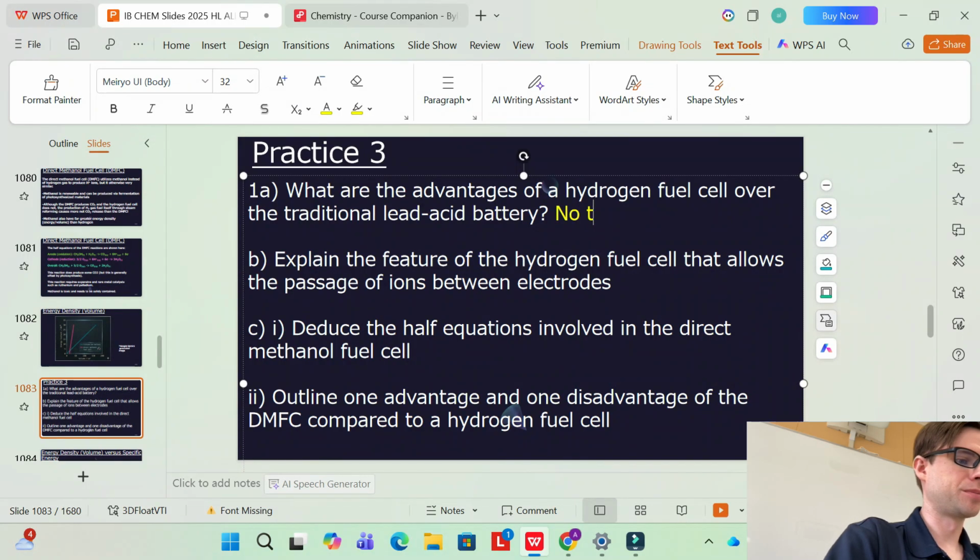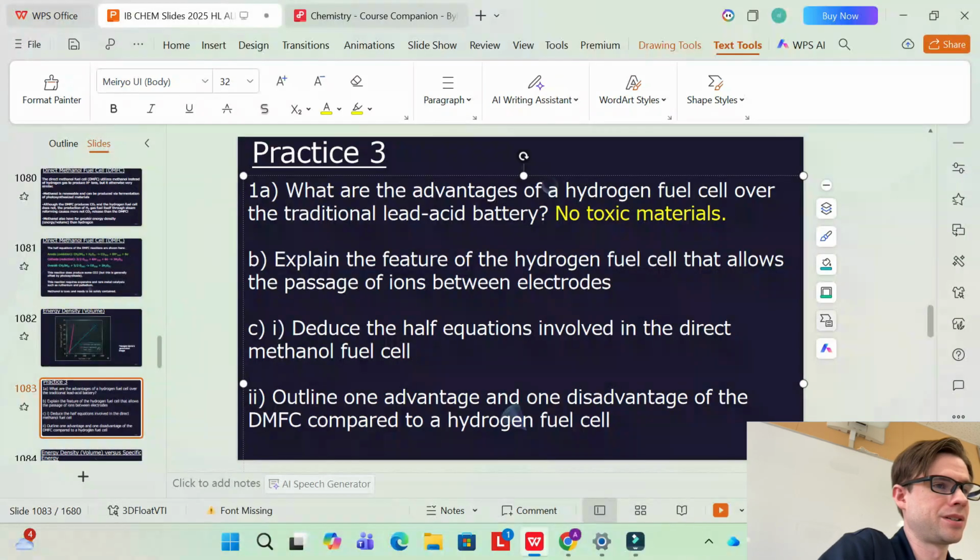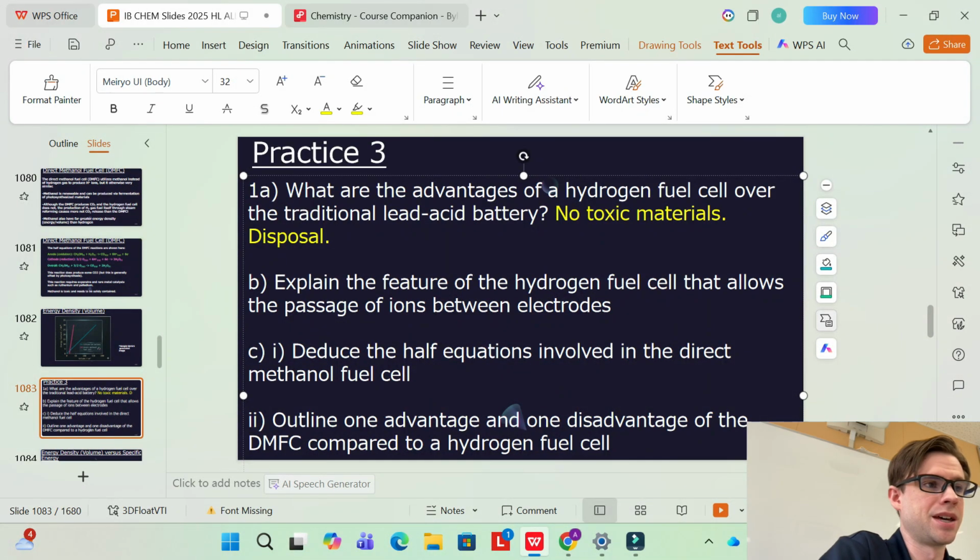There are absolutely no toxic materials in the hydrogen fuel cell, whereas the lead acid battery contains lead, very toxic to humans, and acid, which although maybe not extremely toxic, is corrosive. And what else? Easy disposal. Once the lead acid battery is dead, you have to throw it away somewhere and do it carefully. Whereas the hydrogen fuel cell doesn't really contain toxic materials, just a couple of electrodes and catalysts and the structure of the cell itself.